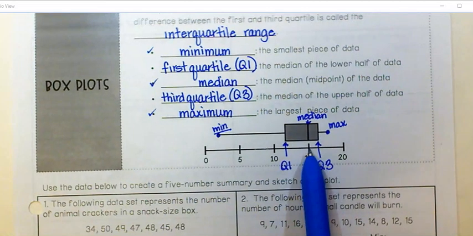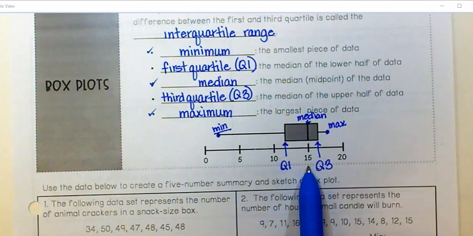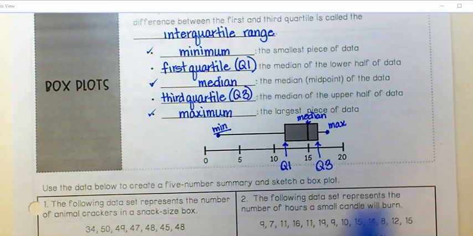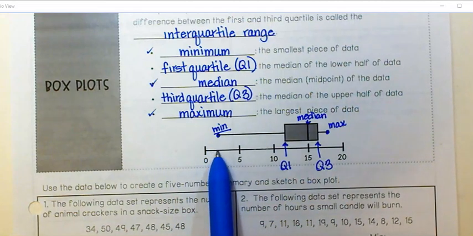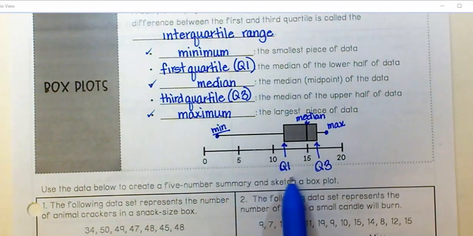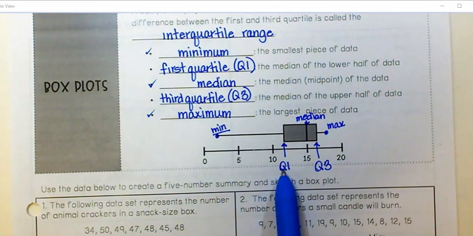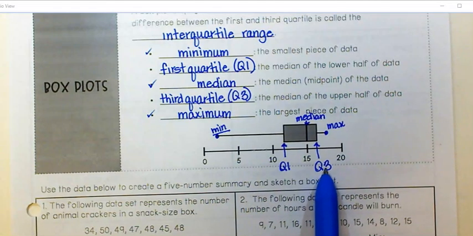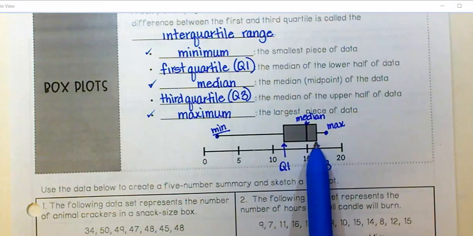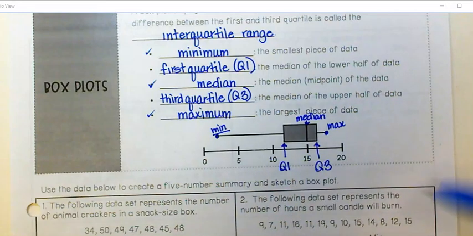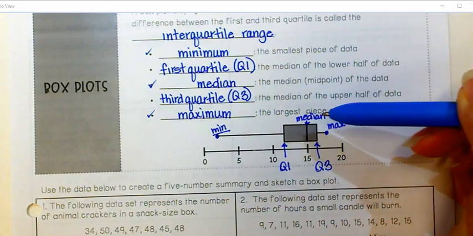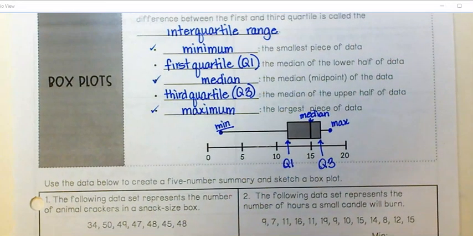Well, I can tell that my median for this data set is 15. I can tell that my maximum number looks like maybe 18, that my minimum number looks like maybe 2-ish, that the first quartile is at maybe 12, and that the third quartile is maybe at 16 or 17, something like that. Okay, so we're just going to use these key indicators to help us figure out some data.